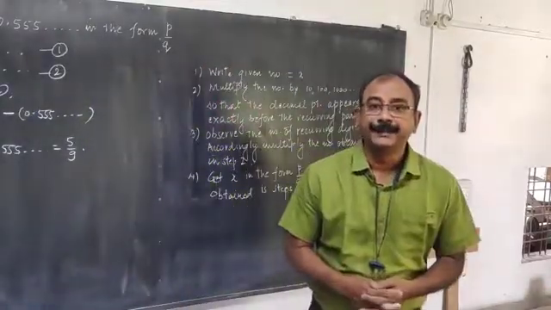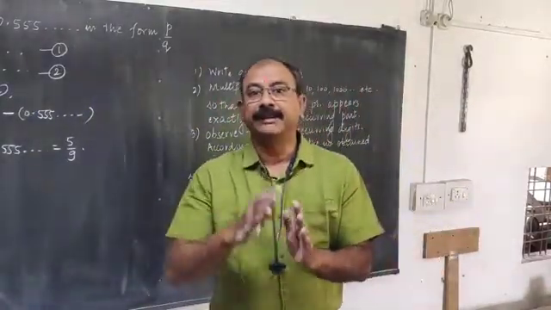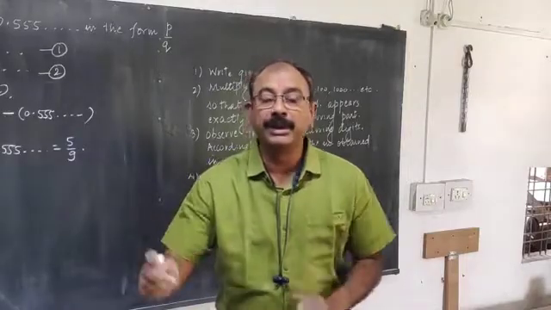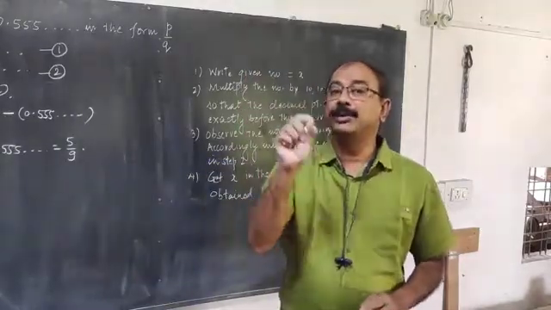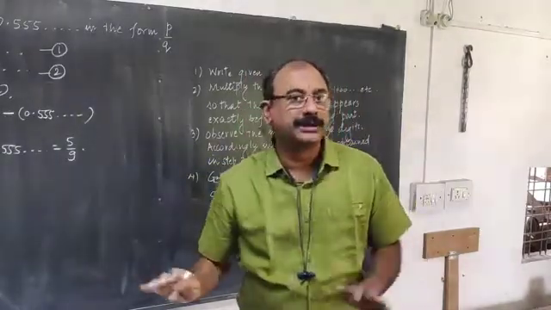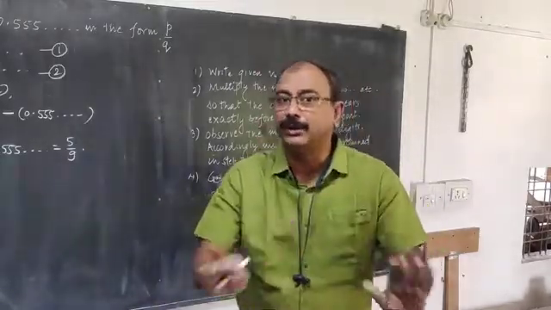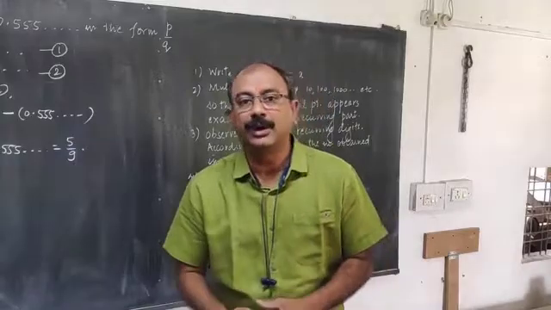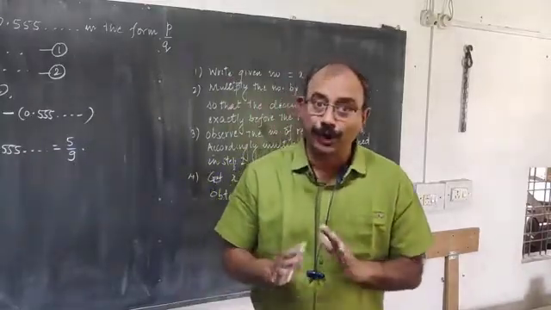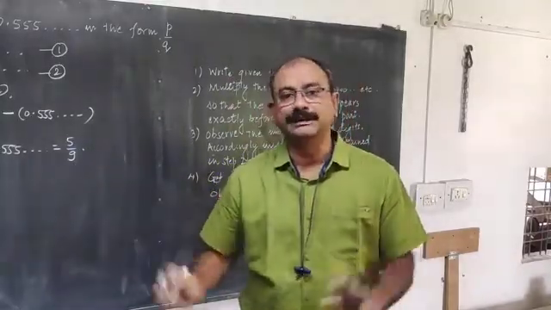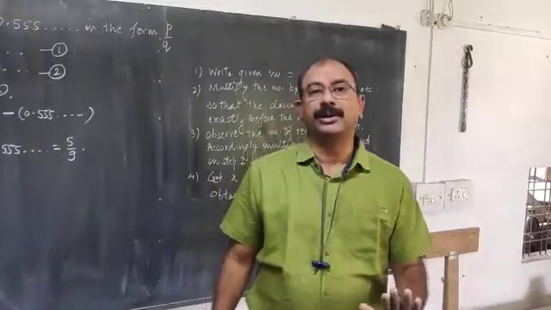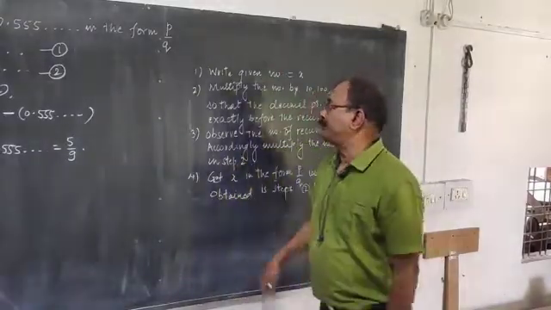For writing the non-terminating recurring decimal form in the form p by q, the algorithm was not given. In the previous lecture I said that I will not give you the algorithm, but later I thought that it would be convenient for all of you to solve all the examples, hence I have written the algorithm and now I am going to explain it.